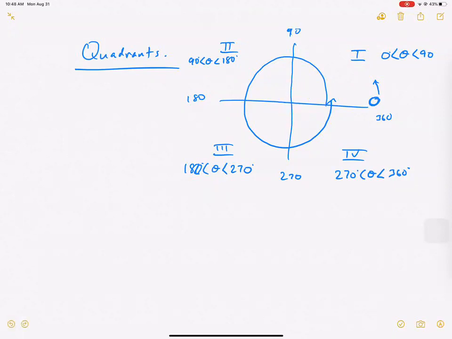So what about if I give you 90 degrees? What if I give you 90 degrees? Is this in a quadrant? This is not in a quadrant. Any of the right angles, 90, 180, 270, and 360, these are not in any of the quadrants.